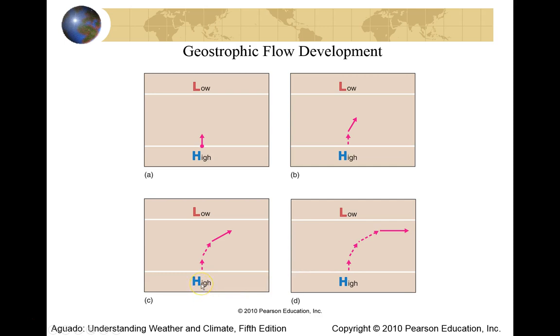We could have high pressure to the south, low pressure to the north. The pressure gradient says move across the pressure gradient from south to north, and geostrophic airflow occurs when the upper level winds then deflect to the right across the pressure gradient, and so that southerly wind then becomes a westerly wind moving to the east.